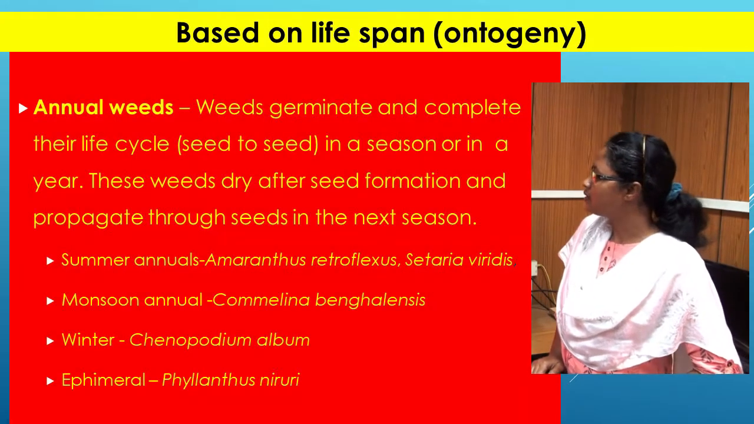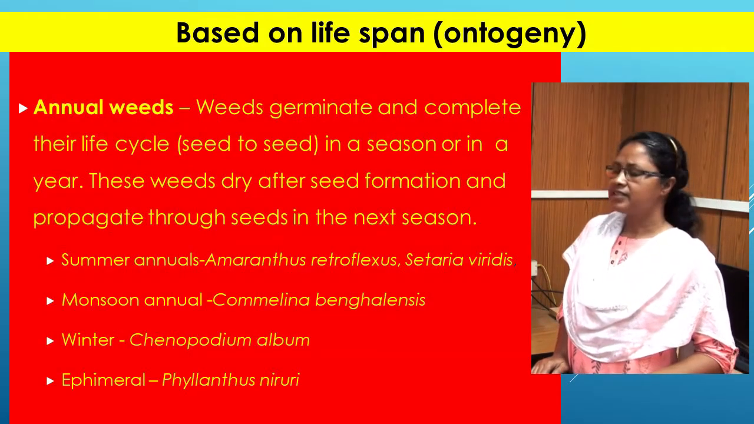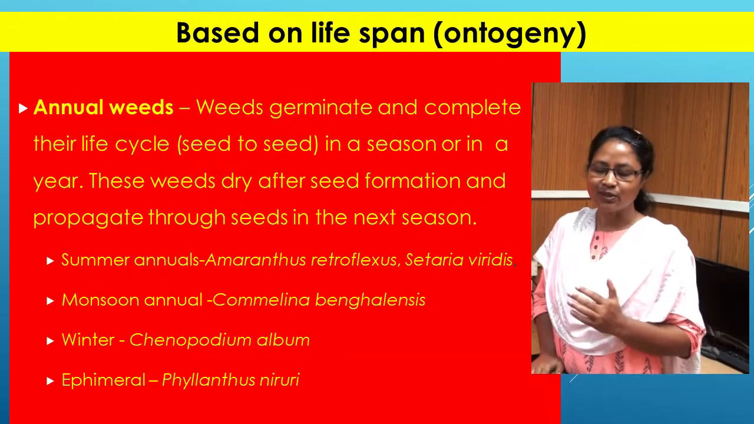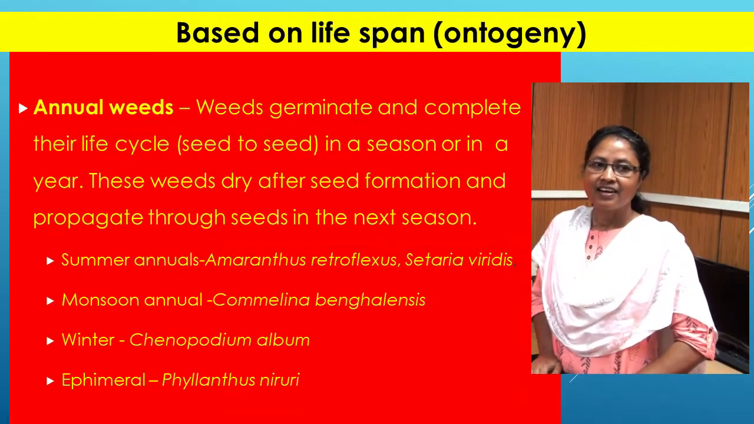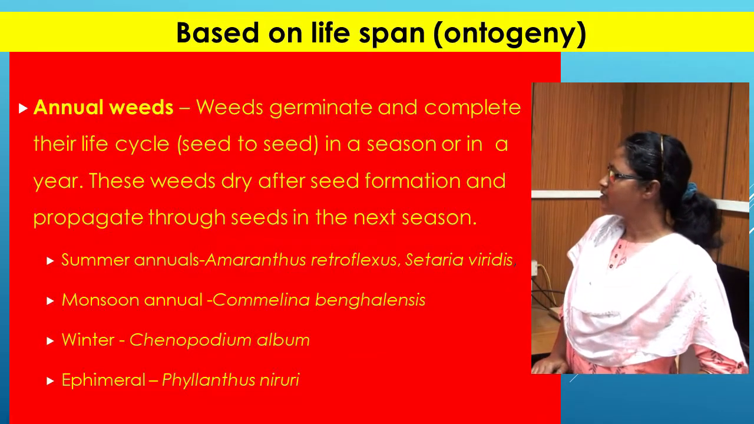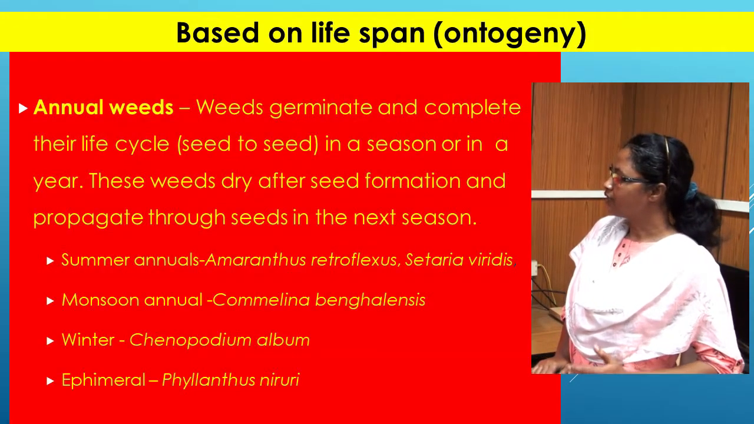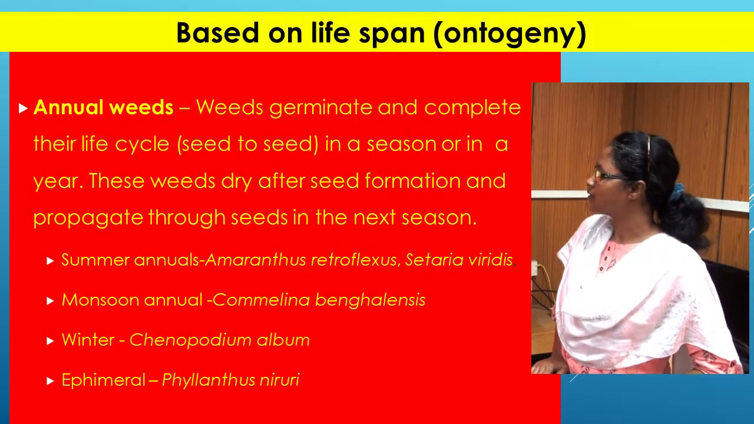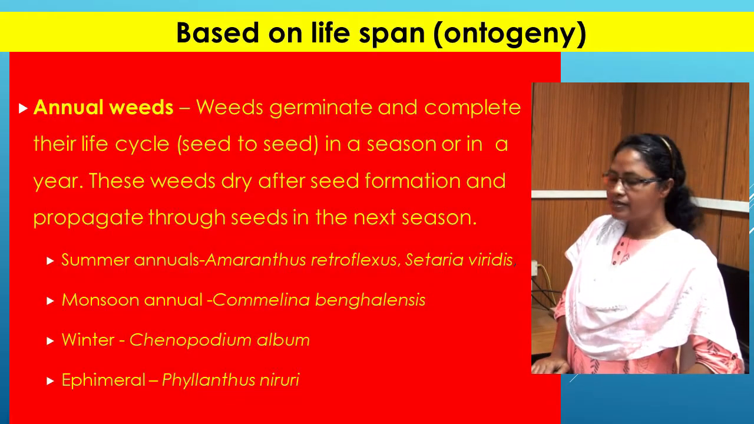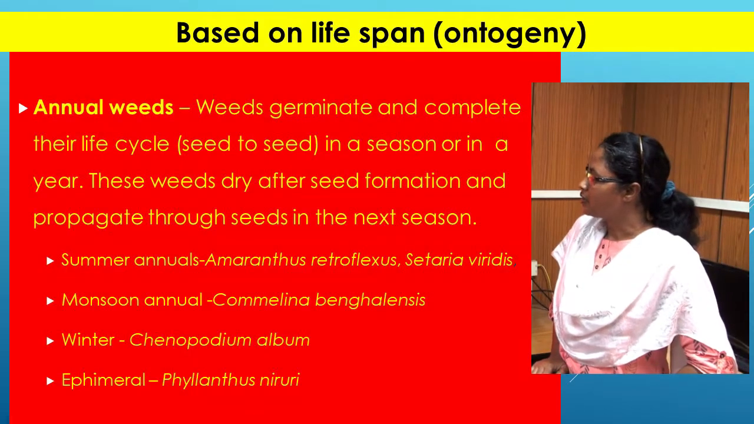Examples of monsoon annuals, or kharif or rainy season annuals, are Commelina bengalensis, Digitaria sanguinalis, and Dactyloctenium. These are the monsoon season annuals. Examples of winter season annuals are Chenopodium album, Phalaris minor, and Avena fatua. These are the examples of winter annuals.